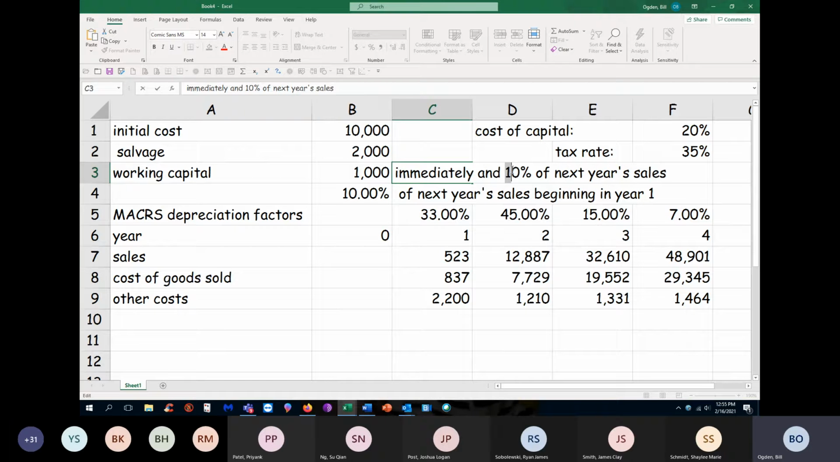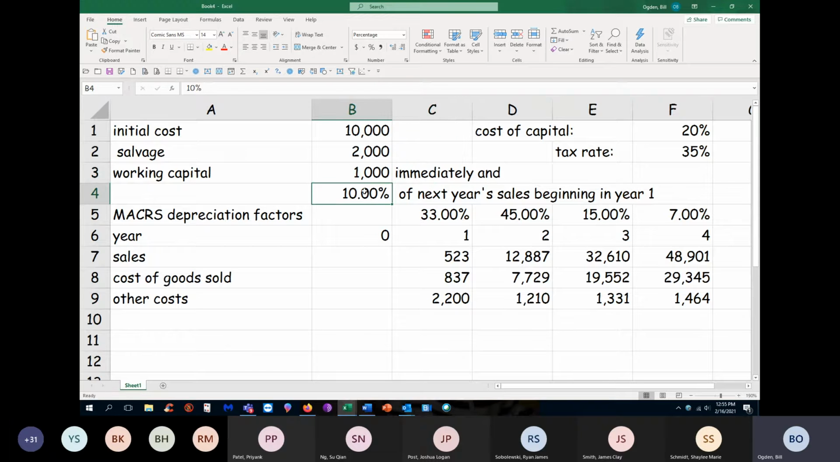So rather than go through all this, to make that number accessible to me, I put it here. So this should be reading $1,000 immediately and 10% of next year's sales beginning in year one. Now this 10% is out here as a value, and for my calculation purposes, I can access it, can't I? So you always like to keep your numbers where you can get to them. I want to know the cost of capital, the tax rate, and here are my depreciation factors.